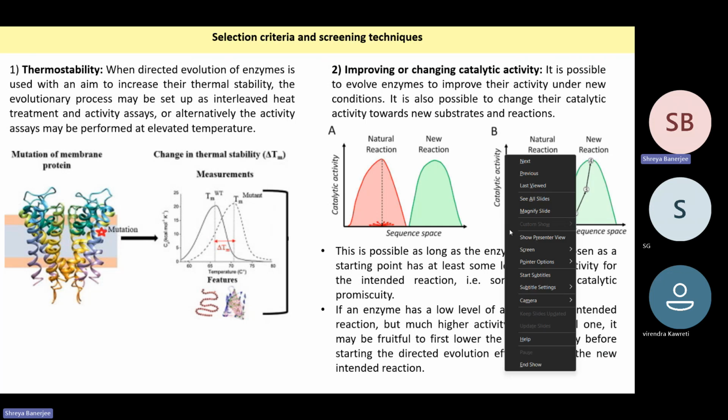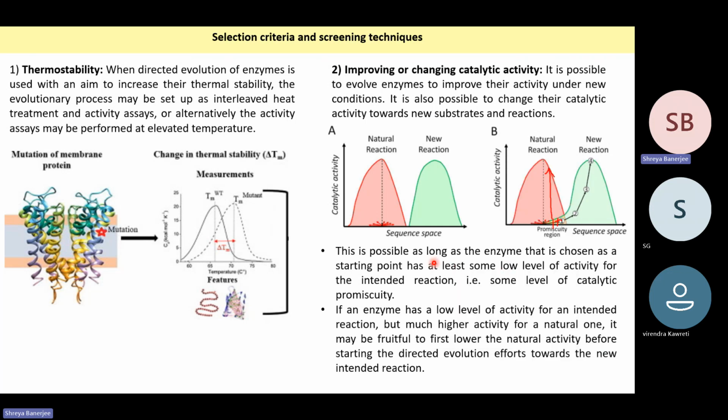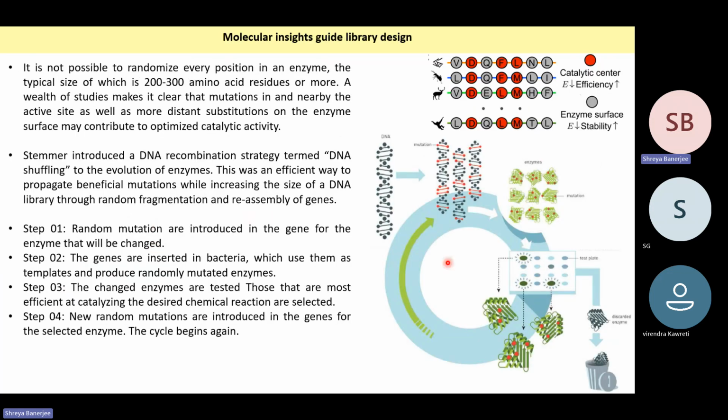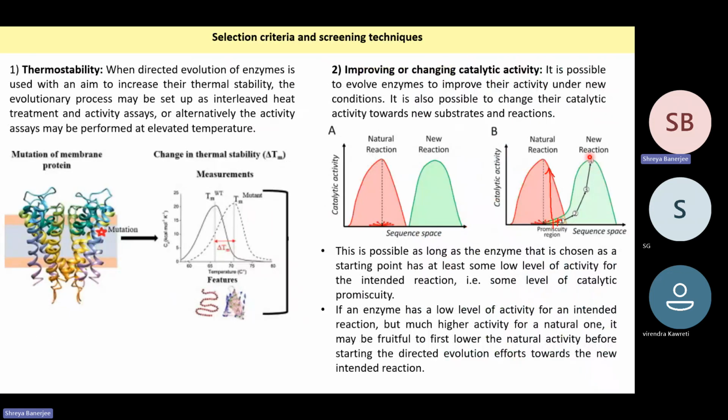So a certain level of enzyme promiscuity is essential. That is, some low level of activity for the intended reaction must be there. Then mutations can be carried out to reduce the level of activity for the natural reaction and increase the level of activity for the new reaction. And by multiple rounds of this DNA shuffling, we will ultimately make a new enzyme which will catalyze a completely new reaction.